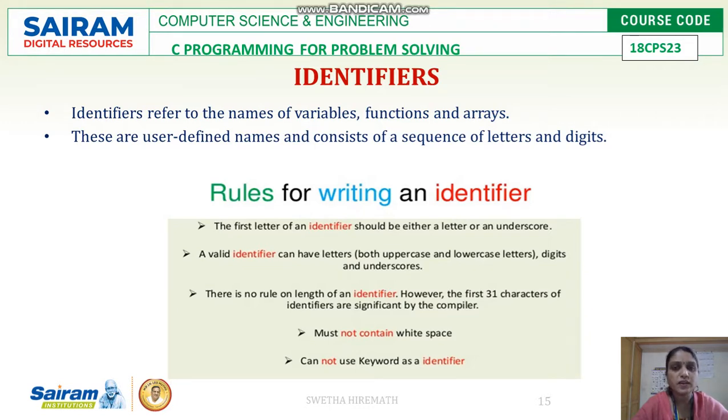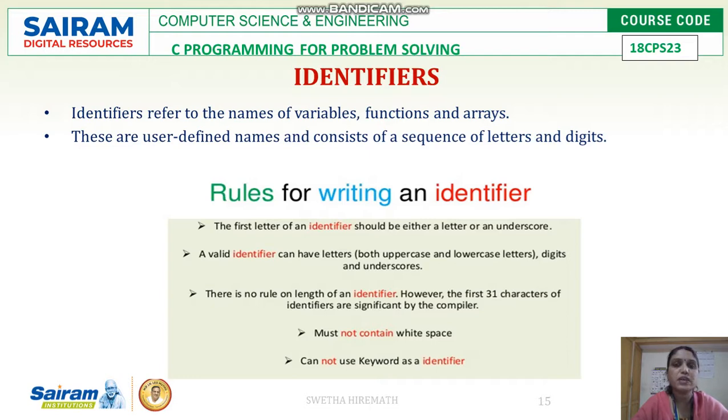Also there is no rule on the length of the identifier, but our compiler can only identify the first 31 characters of whatever name we give for the identifier. It should not contain any white spaces. Along with that, it should not contain a keyword as an identifier name. We cannot use a keyword as an identifier name, and we cannot use special symbols as identifier names.